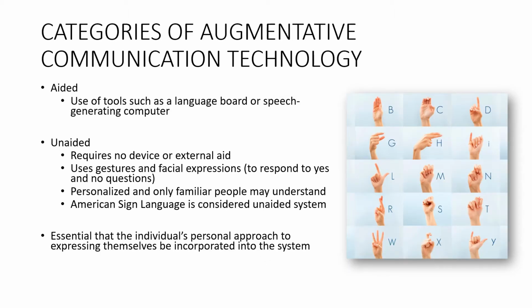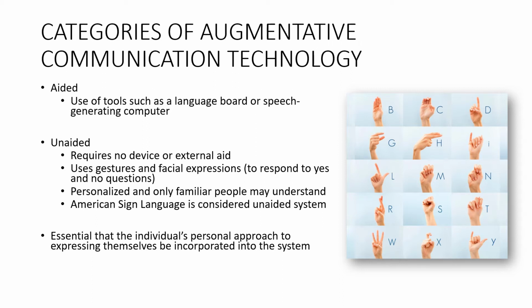All right, so let's talk a little bit about the categories of augmentative communication technology. So there's two types. There's aided, which is use of tools such as a language board or a speech generating computer, which is what our focus is going to be on for this chapter primarily. And then there's unaided, and that requires no device or external aid.